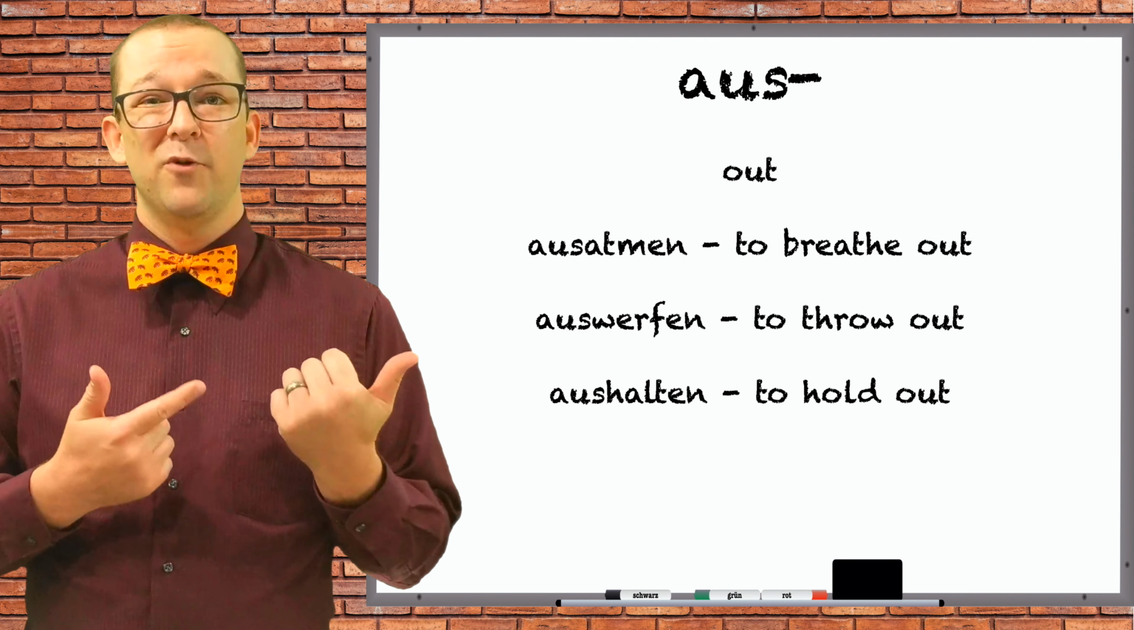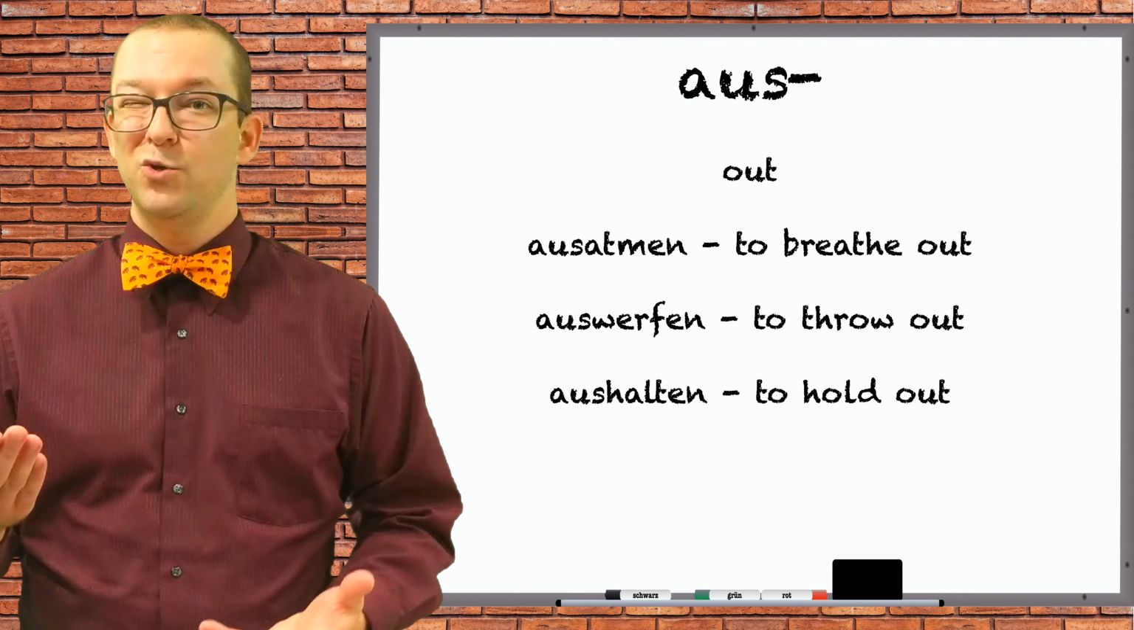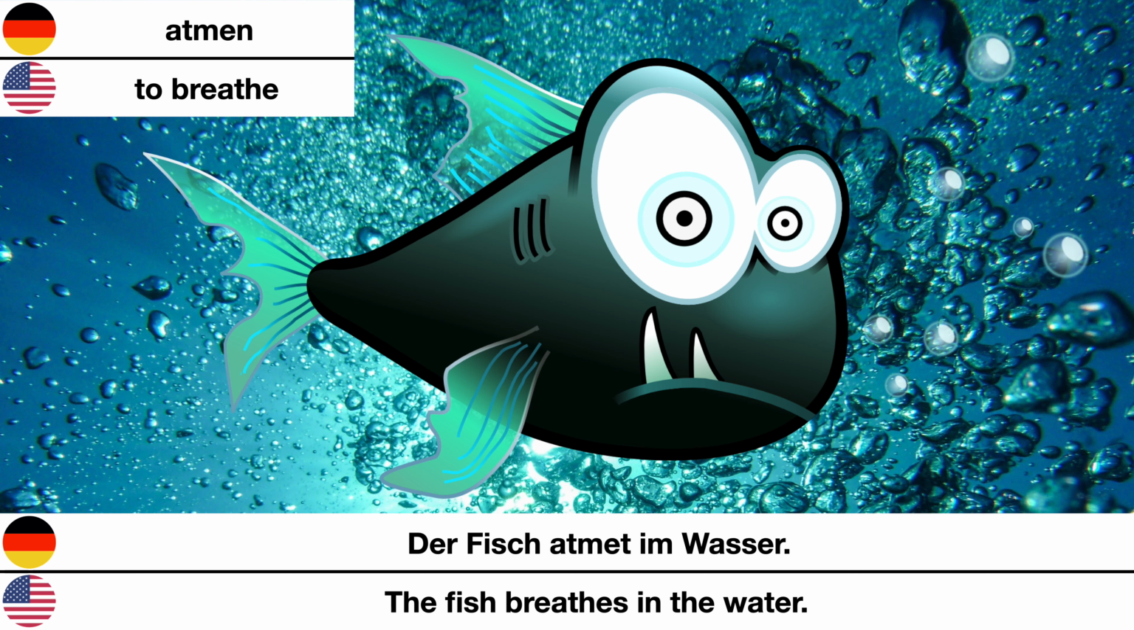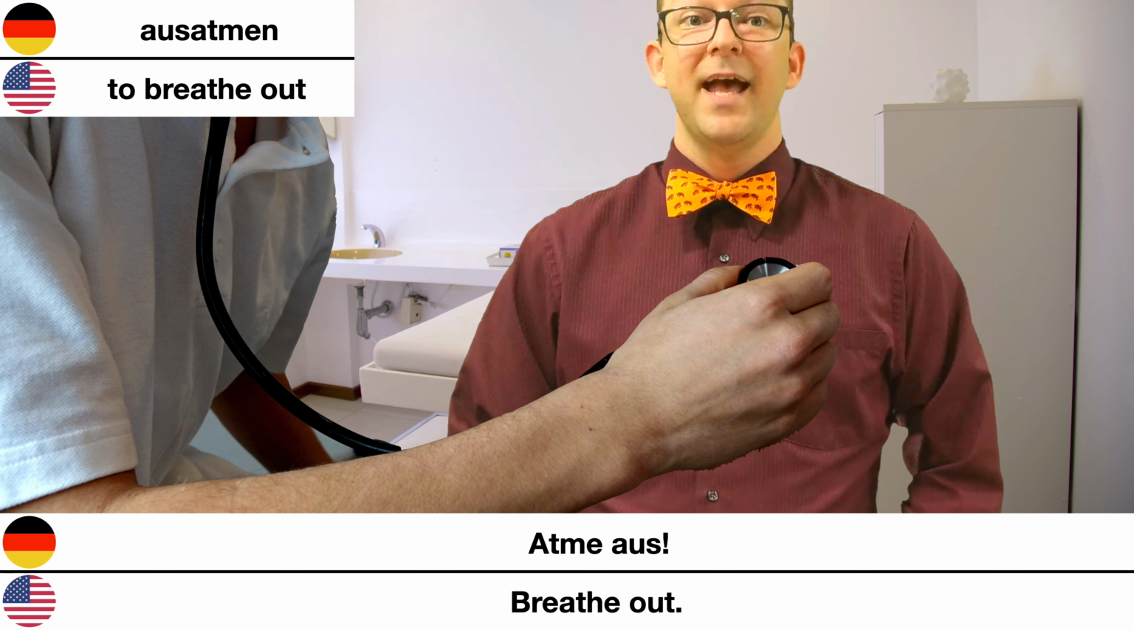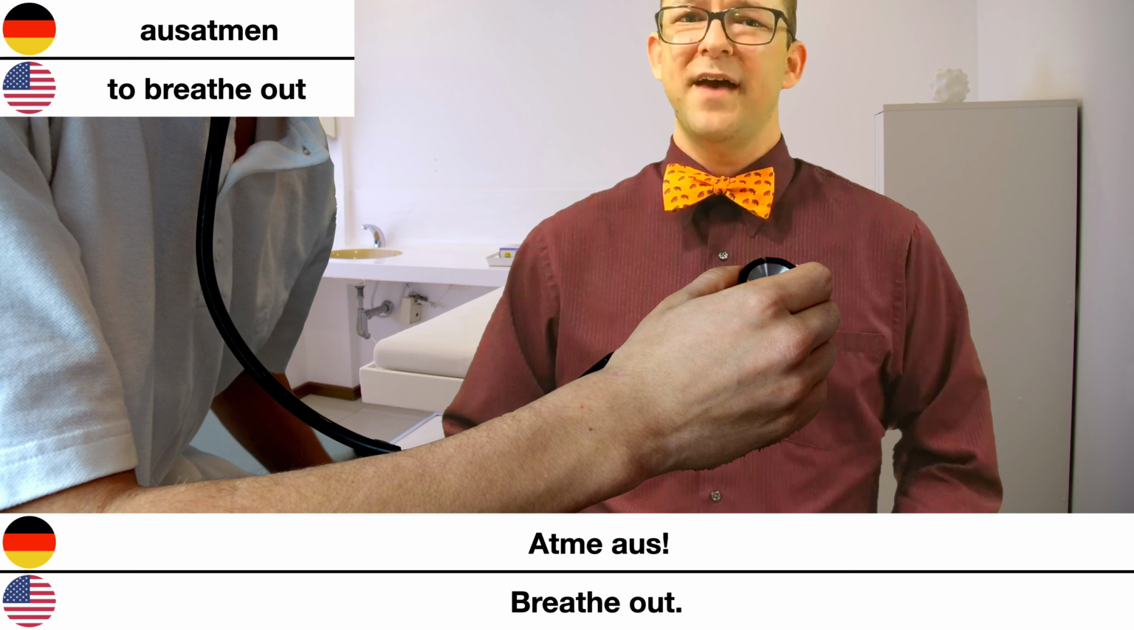This one is probably one of the easier ones on the list. It's most often translated with out, and that's usually perfect. For example, atmen, to breathe. Der Fisch atmet im Wasser. The fish breathes in the water. Ausatmen, to breathe out. Atme aus, breathe out.